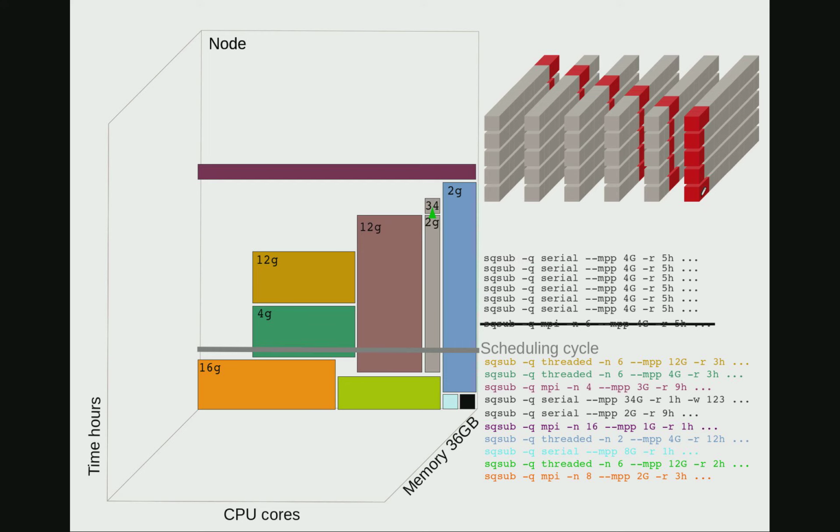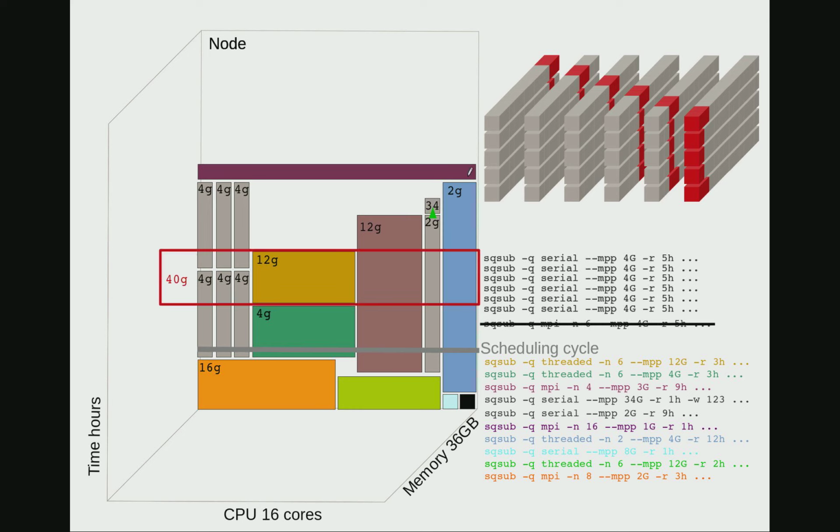So if instead of running this as MPI with 6 ranks, we run it as 6 sequential serial jobs, all requiring 4 gigs in the runtime, we can see that they would actually fit into this period of time before this 16-core job. Now, that's ignoring the amount of memory that's required by these processes.